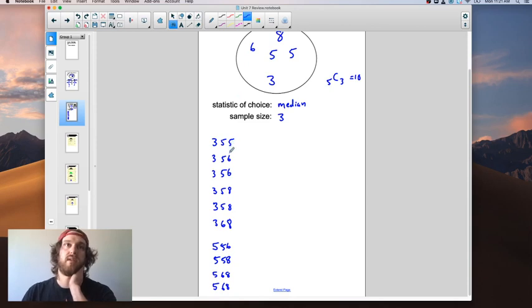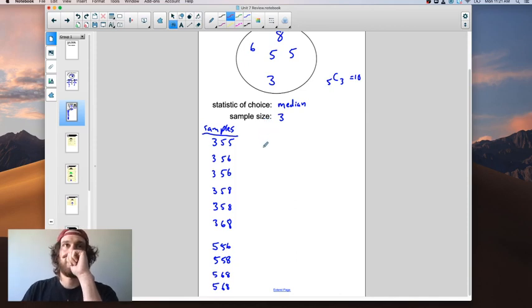That should be a total of 10. 1, 2, 3, 4, 5, 6, 7, 8, 9, 10. That's all of our possible samples. So here's all of our samples. This is all possible samples. Now the sampling distribution has to include all possible samples.